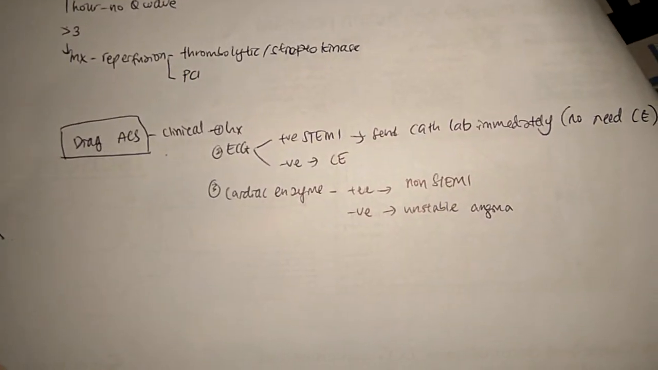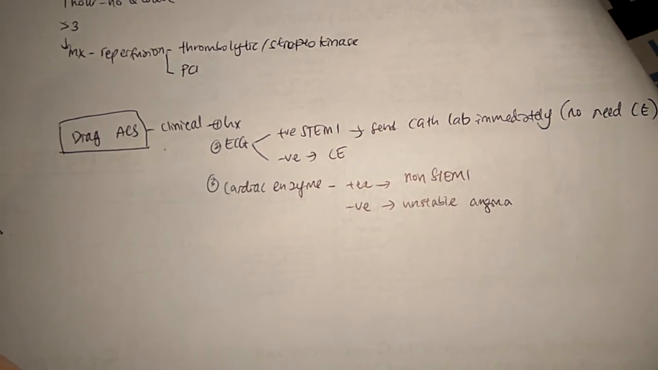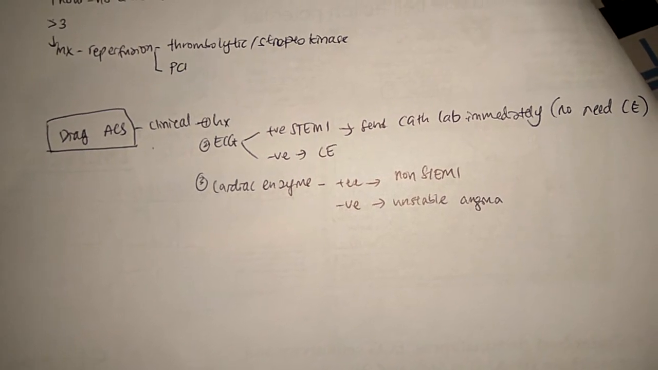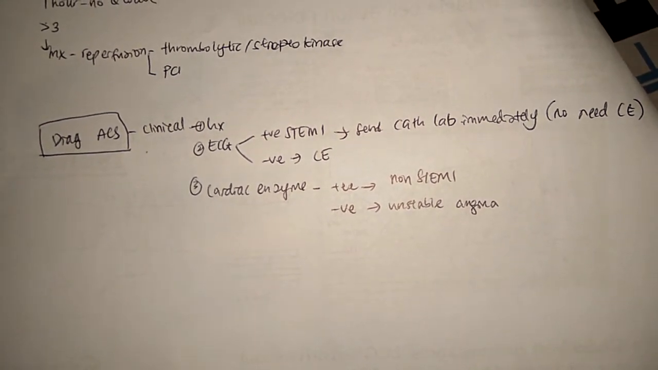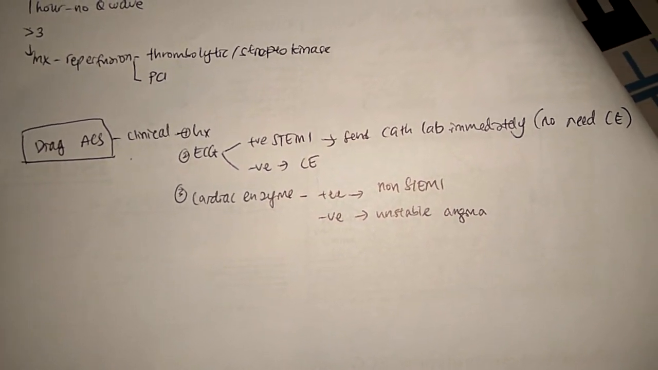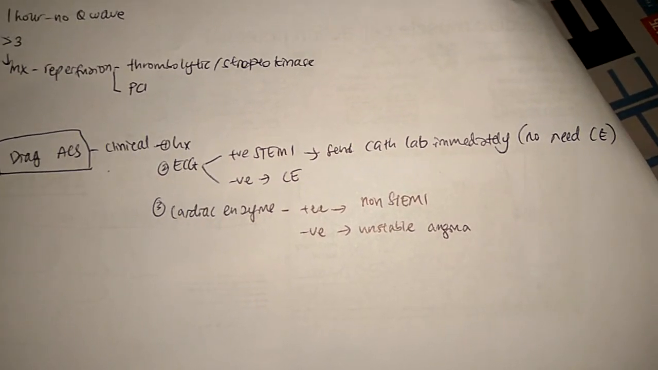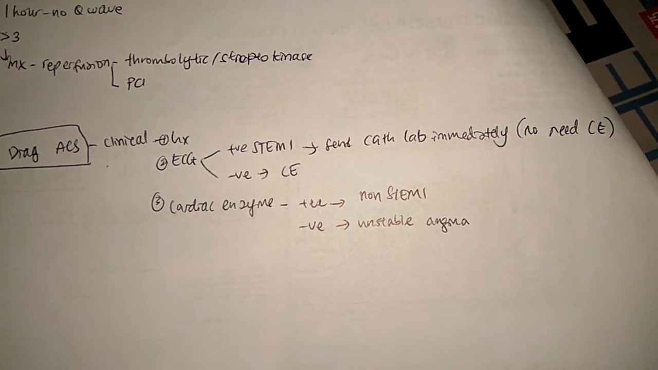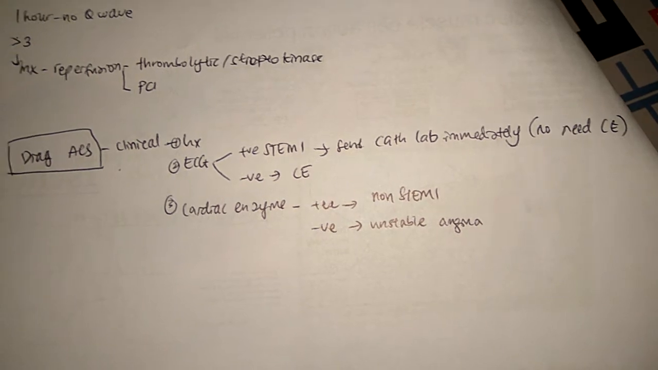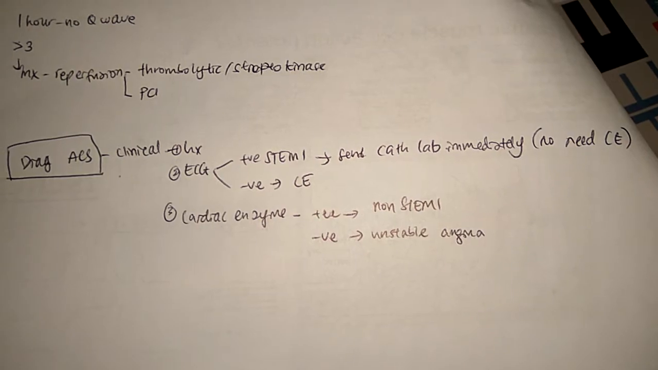For diagnosis of ACS, first we look at the clinical signs like chest pain or history. Second, do ECG. We can see STEMI. Once we see STEMI, straight away send to cath lab immediately. No need for cardiac enzyme test because it will be a waste of time. If no STEMI, we do cardiac enzyme. If positive cardiac enzyme, it is non-STEMI. If negative cardiac enzyme, it's just unstable angina.